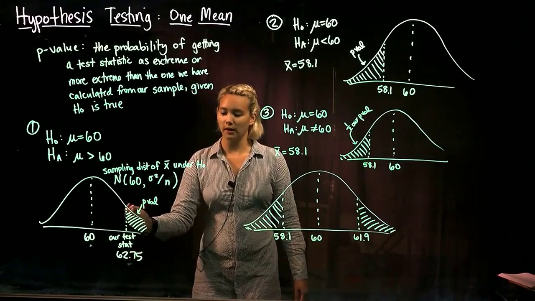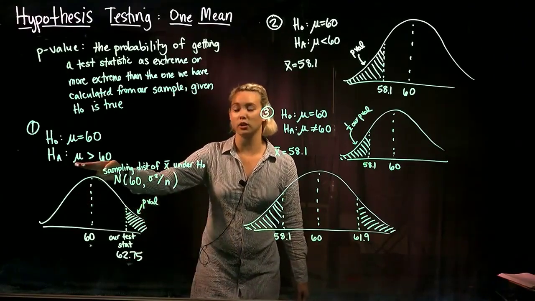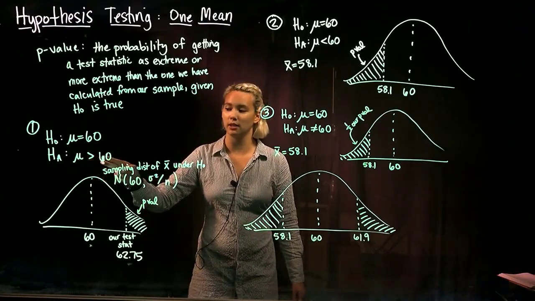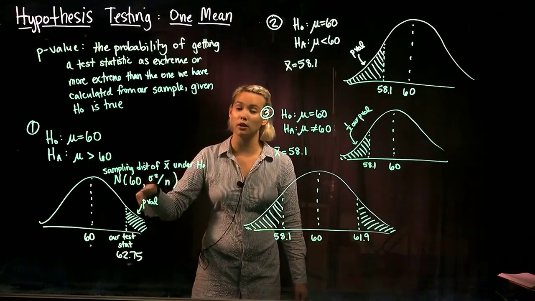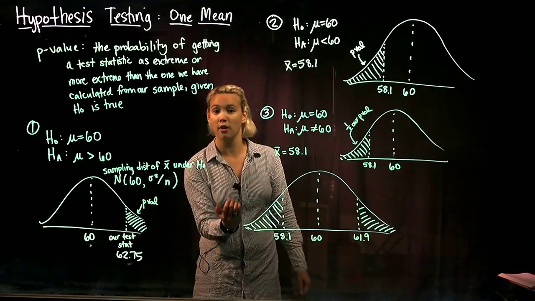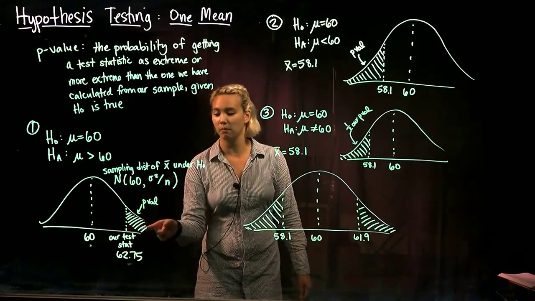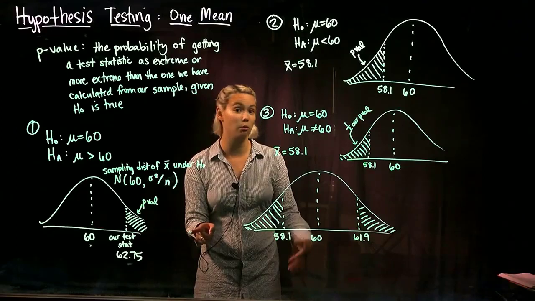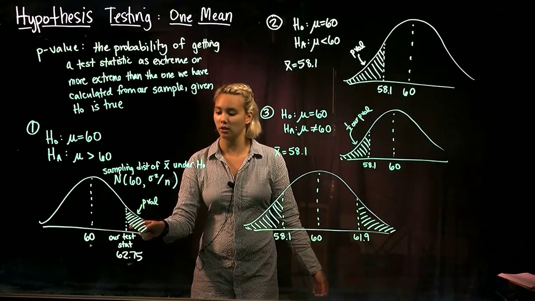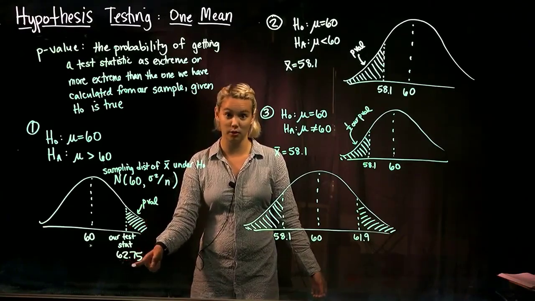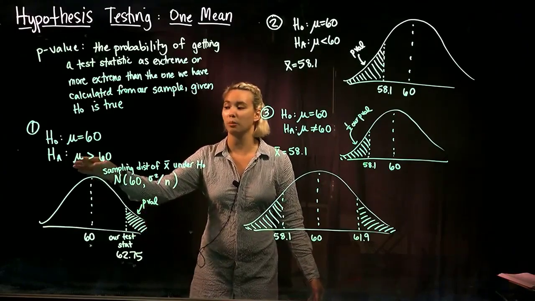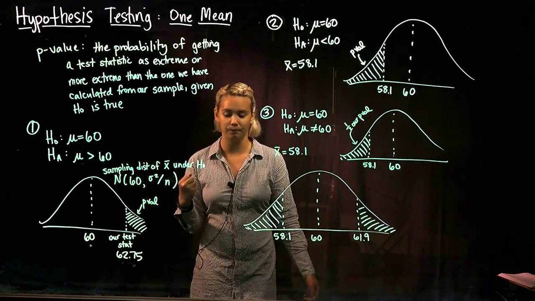Then, in order to figure out which part to shade, we looked at our alternative hypothesis. Our alternative hypothesis is mu is greater than 60. So we're going to shade everything greater than our test statistic, because this is the direction of getting more extreme. Getting larger and larger x bars means we're getting more and more extreme x bars. So we've shaded our area to the right of our test statistic, 62.75. Again, we shade that right area when our alternative is saying our parameter is greater than some value.